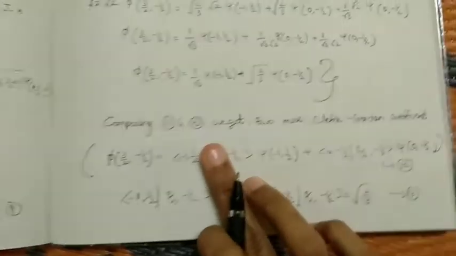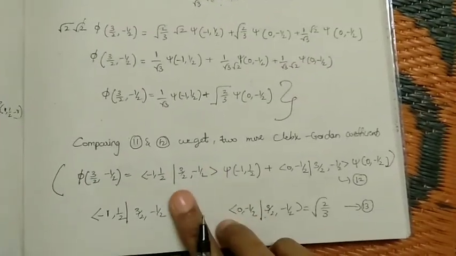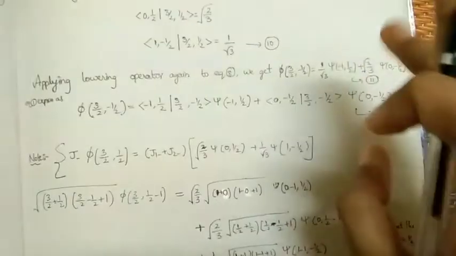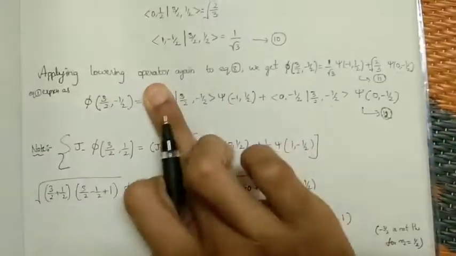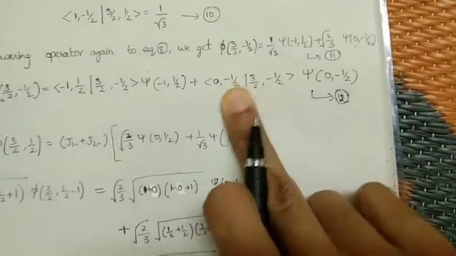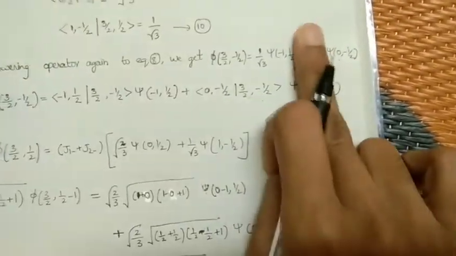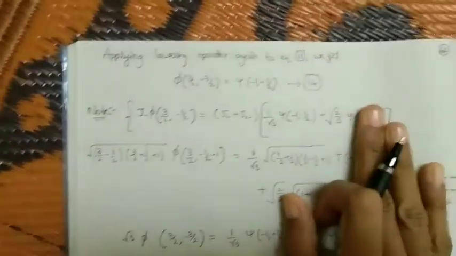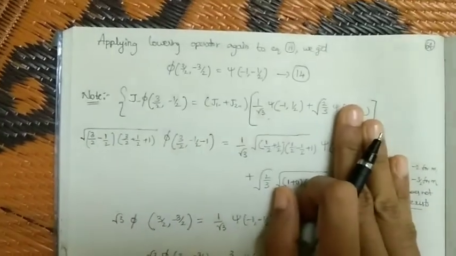So comparing 11 and 12, we get Clebsch Gordan coefficients. So we need to compare both of these. Every equation has to be expressed in the form of equation 1. So if we compare, in place of this we are having 1 by root 3, and in place of this 0, minus half, 3 by 2 minus half, we are having root 2 by 3. So we have found another set of Clebsch Gordan coefficients. Now, the next thing is, again we need to apply the lowering operator.